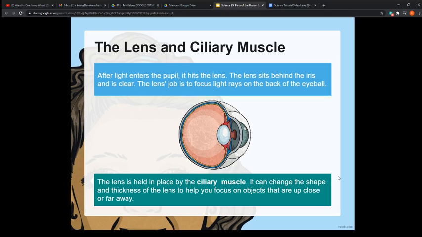The lens and the ciliary muscle. After the light enters the pupil, it hits the lens. The lens sits behind the iris and is clear. The lens's job is to focus light rays on the back of the eyeball. The lens is held in place by the ciliary muscle.